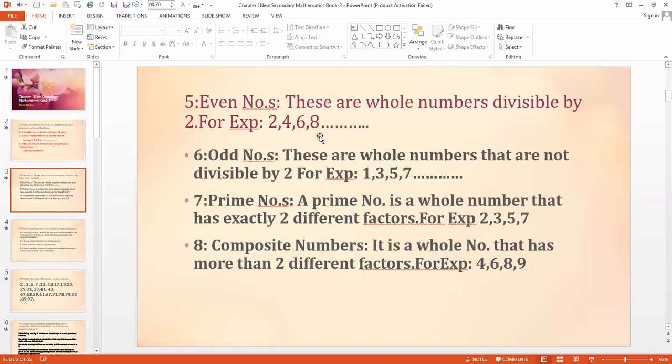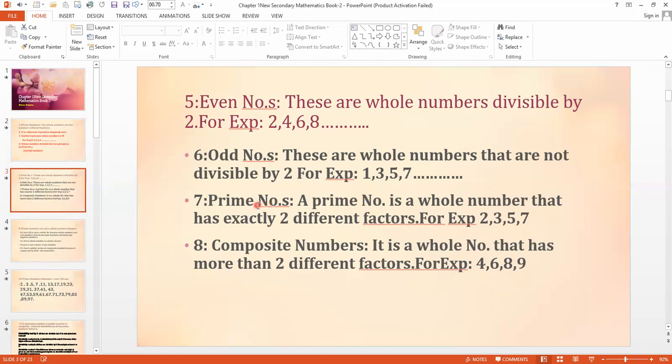Number 5, even numbers. These are whole numbers divisible by 2. For example, 2, 4, 6, 8, 10, 12, and so on. You can continue with all the numbers which are divisible by 2. Number 6, odd numbers. These are whole numbers that are not divisible by 2. For example, 1, 3, 5, 7, all these are not divisible by 2. So these are called odd numbers.